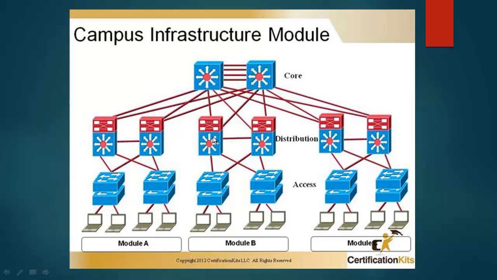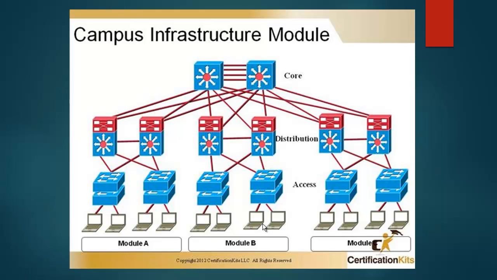Then you have a distribution layer. And again, these can be layer 3 switches, and we'll talk about the difference between layer 2 and layer 3 switches eventually in this class. And then that goes down to the access layer, and the access layer would be your lowest end switches, and they would provide access for the users, the PCs.